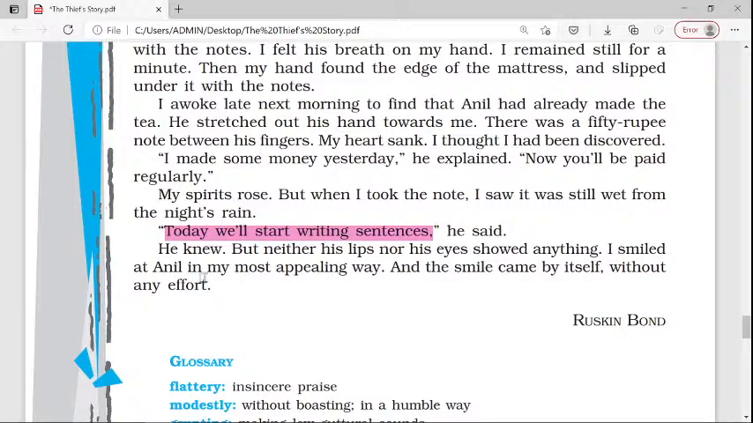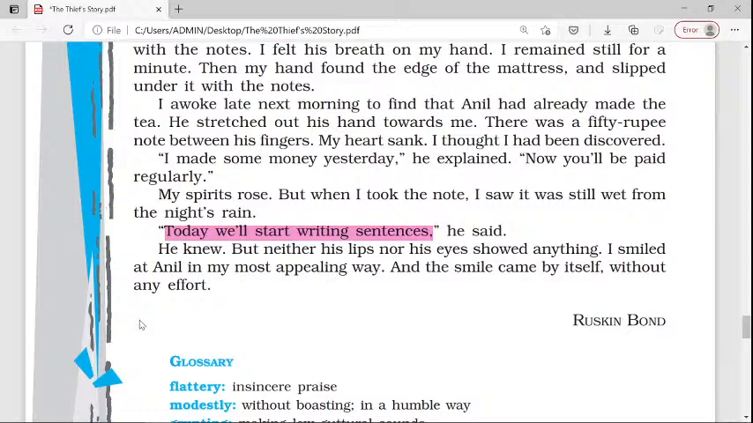I smiled at Anil in my most appealing way, and the smile came by itself without any effort.